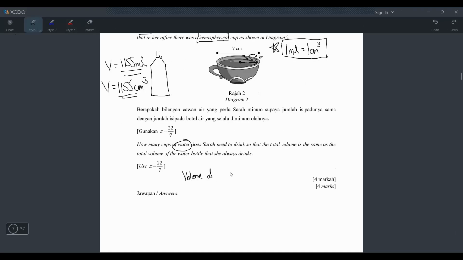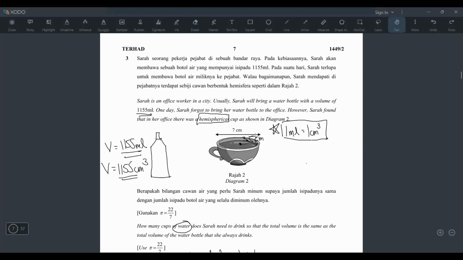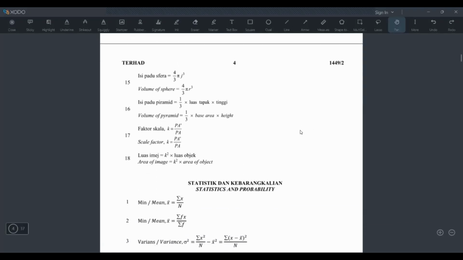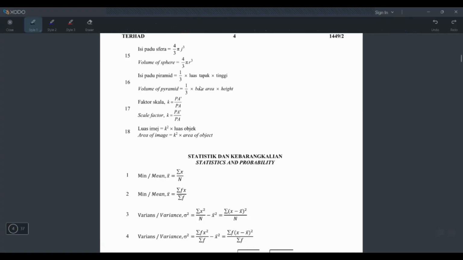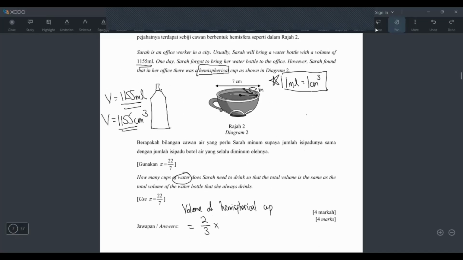So volume of hemispherical cup. The formula is 2/3 pi r cube. Actually, this formula is given in your exam paper one. So let's go and find the formula quickly. I already memorised the formula, that's why I don't need to look at it, but I will show you anyway. So this is the formula, volume of sphere, right? But this one is a hemisphere, so you have to divide by two. When you divide by two, this will become 2/3, right? So that's how you do it. Okay, now let's go back to the question. Okay, so wait.